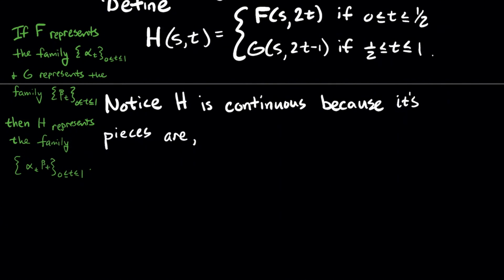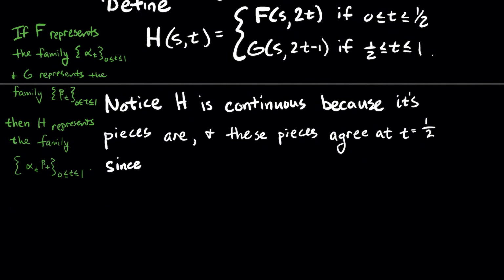Okay, so notice H is continuous because its pieces are, and these pieces agree at t equals a half, since when you plug in a half, the F formula reduces to F of (s, 1), and F is a homotopy that ends at gamma 1 of s. But then that's the same spot where G begins, and when you plug in t equals a half, that's G of (s, 0). So these two things match. That's good. So continuity is not a problem.